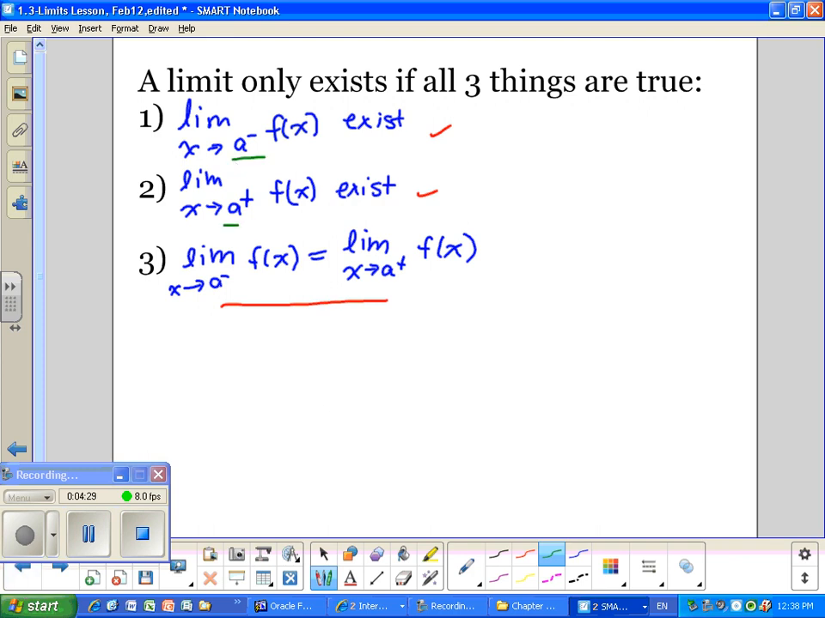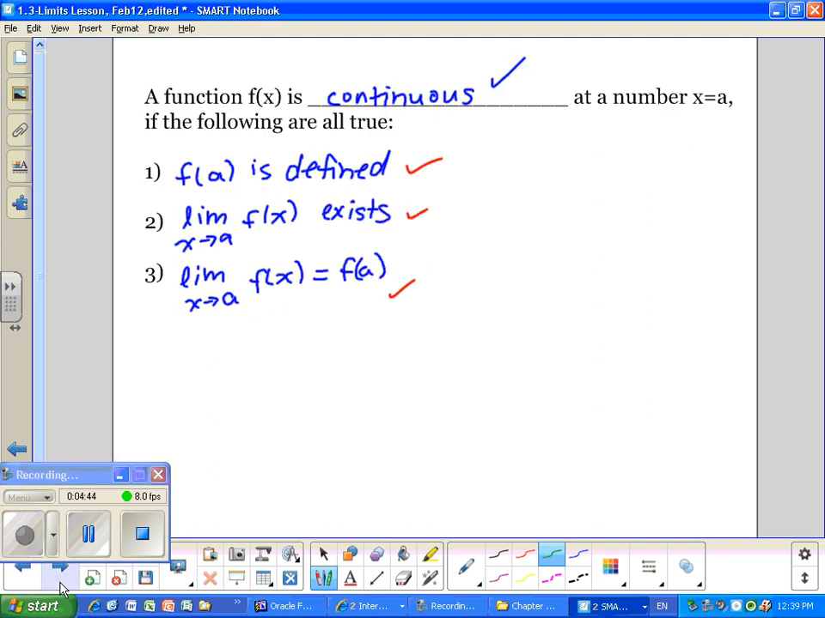Yes, it did. Did our value from the right exist? Yes, it did. Did the two things equal? Yes. So does the limit exist? Yes, it does. So that's, yeah, we're good. The limit exists. Okay, let's look at the continuity.